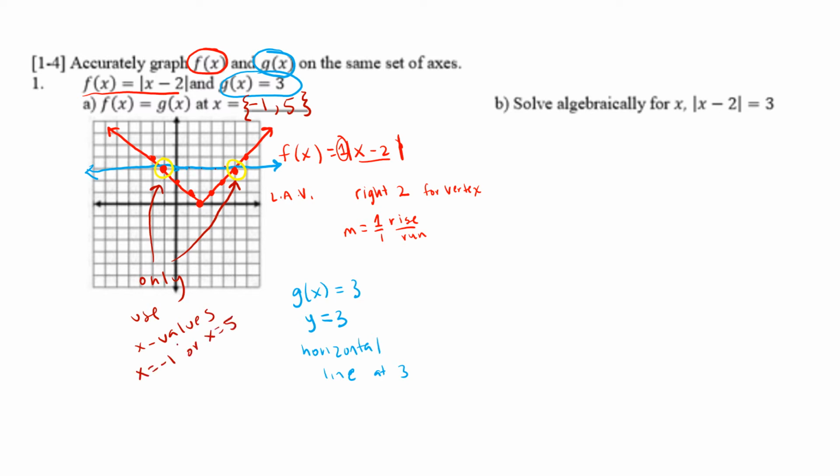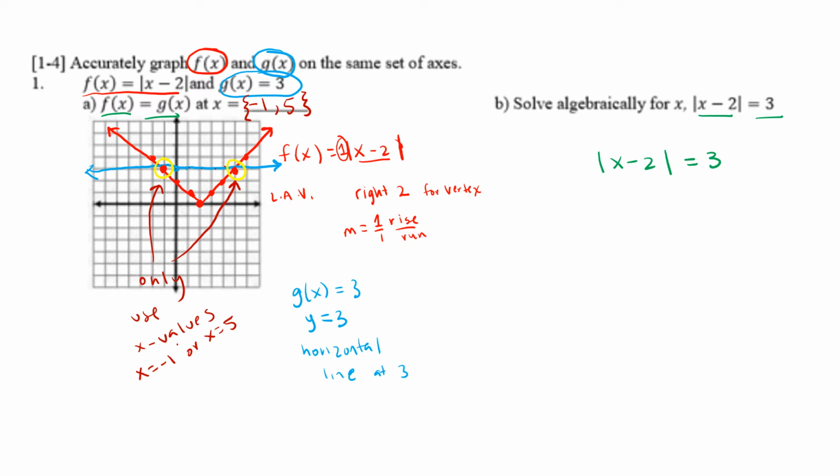Now you could either write it as x equals negative 1 or x equals 5, or you could write it in this brace like that. Now we're going to go over here and solve it algebraically so you can see how it lines up with the algebra. When you're solving algebraically, all you need to do is set f of x equal to g of x. So absolute value of x minus 2 equals 3. And they've already have that set up for us. I'm just going to bring it down so we can work with it.